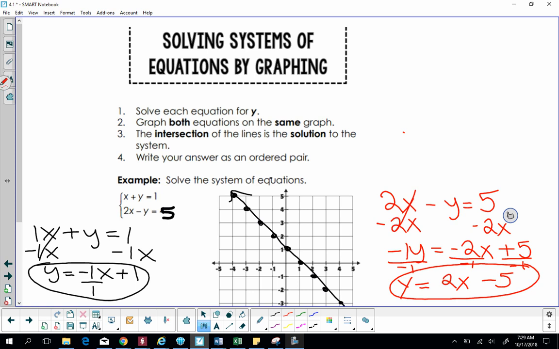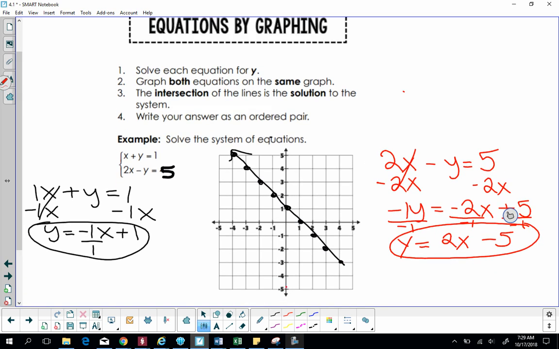Then I'm going to graph it. So, Charlie, how do I graph this? Beautiful. Start at negative 5. Start at negative 5, up 2 over 1. And I'm going to keep going because I see it doesn't hit that line yet. Up 2 over 1. Up. I see it hit that line. And that's the point of intersection right there, where they both, see where they both hit 1 point?